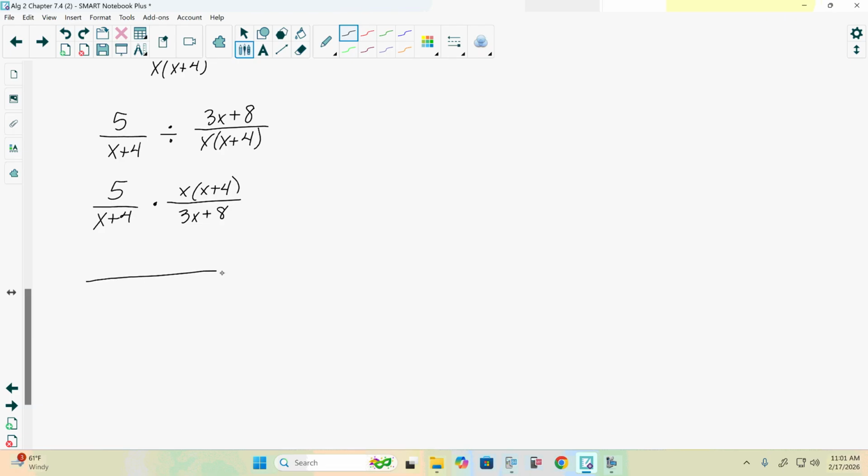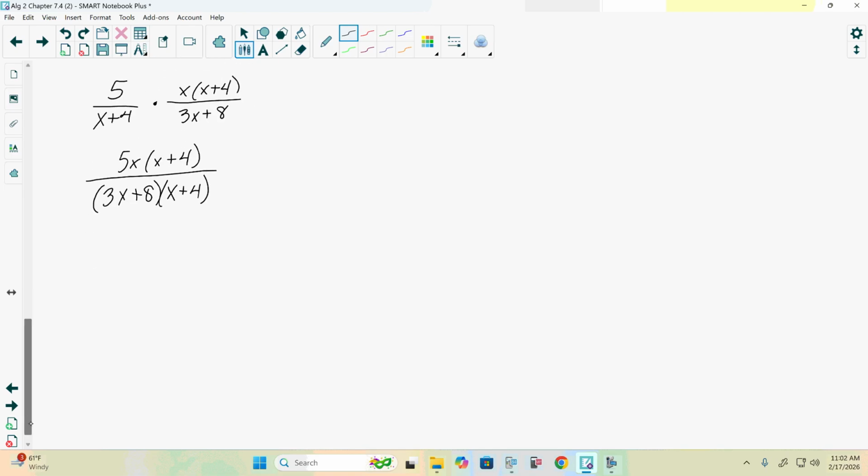At this point here, we can multiply the numerators. 5 times x plus 4 is going to be 5 times x plus 4. And on bottom, we have 3x plus 8 times our x plus 4. Now, the order in which we have that product really doesn't matter. I only put the 3x plus 8 first because I started writing it first. No other reason. Questions on how we got here?